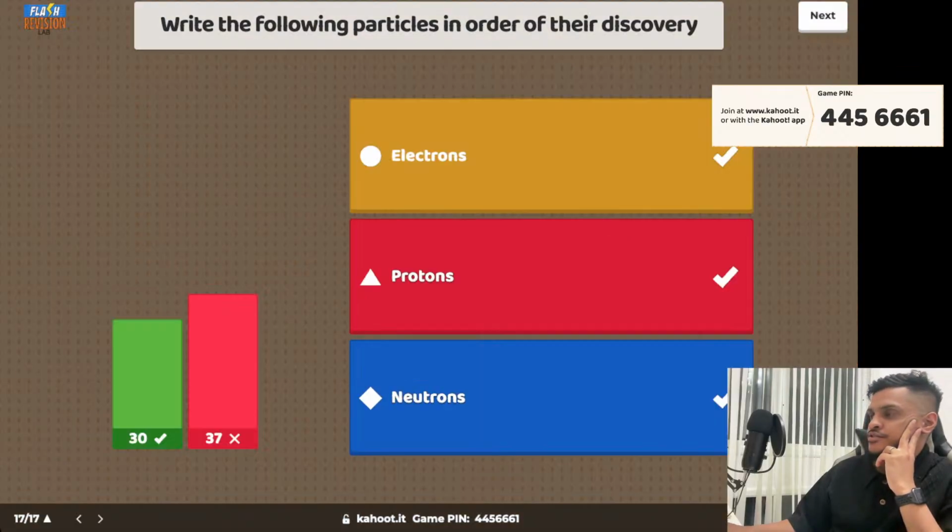There we go. Electrons got discovered first by J.J. Thomson. Then protons got discovered by Niels Bohr. And neutrons were discovered by James Chadwick.